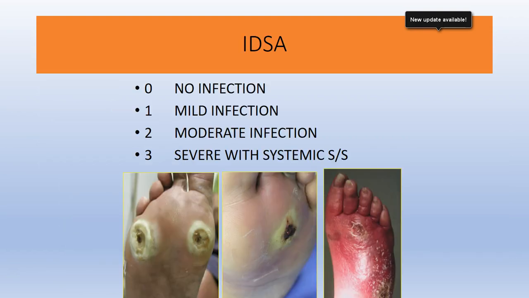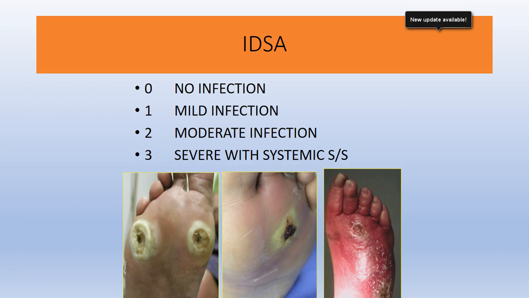The Infectious Disease Society of America system includes 4 classes of ulcers: no infection, mild infection, moderate, or severe infection. And it's important to look at this classification system for several reasons. Number one is that it gives you a basis for not hospitalizing patients. It gives you a basis for not utilizing antibiotic therapy in certain individuals.